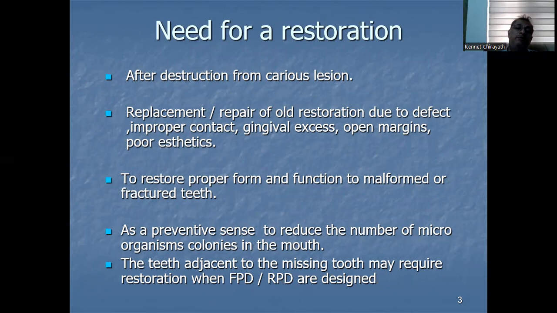And the fifth point is that the tooth adjacent to the missing tooth may require restoration when an RPD or FPD is designed, because when an RPD is placed, there is a chance for food lodgement or food impaction between the teeth. So if the patient is more prone to caries, it is always better to do a restoration if there is a small caries or anything. So these are the needs for the restoration.